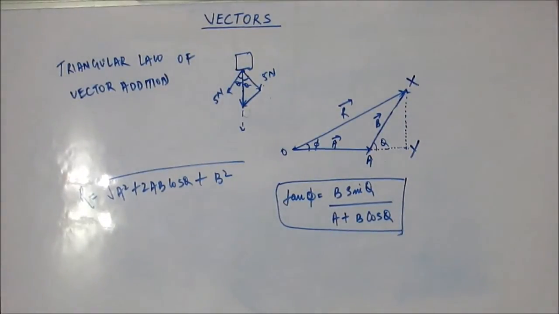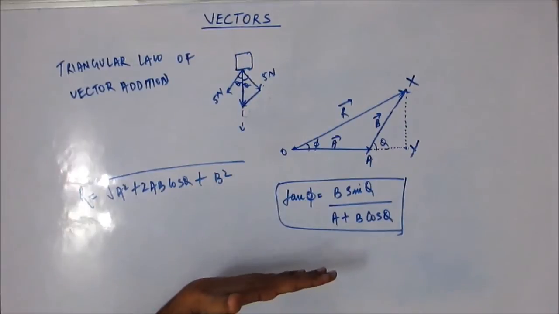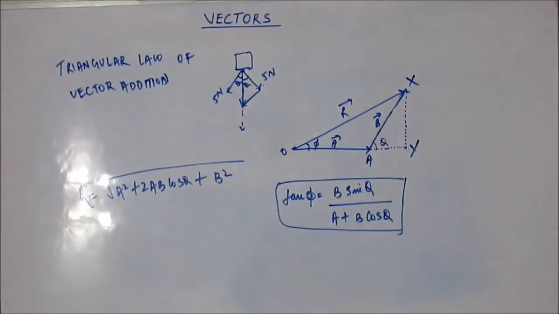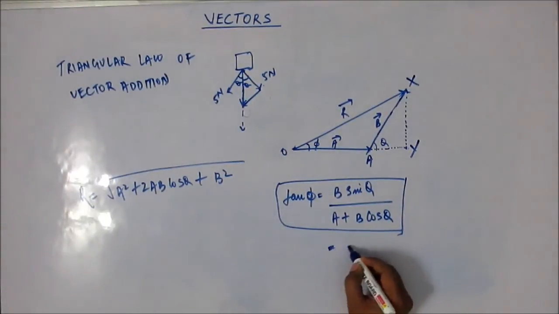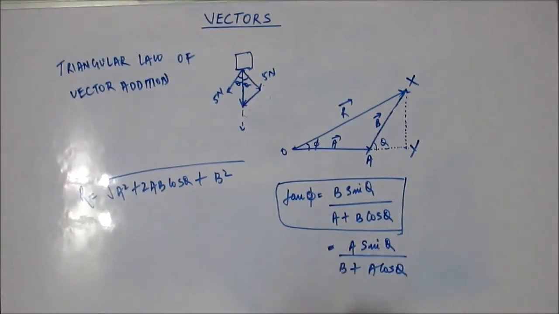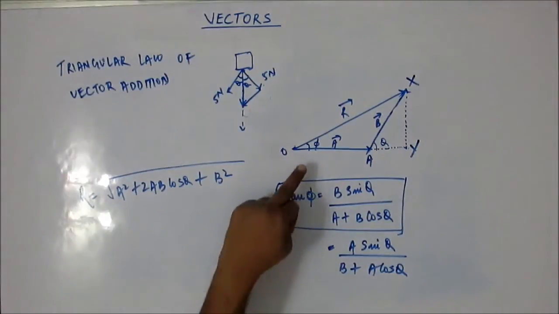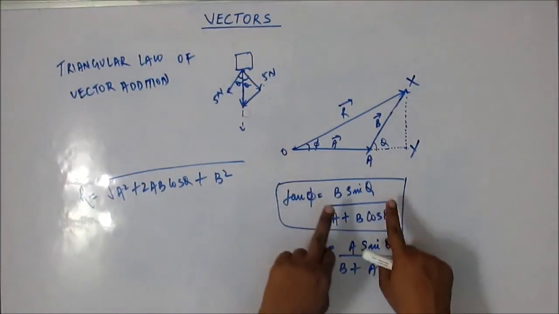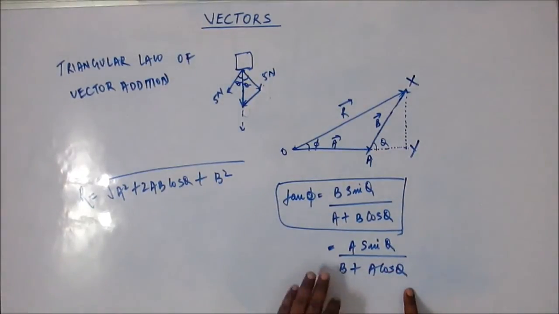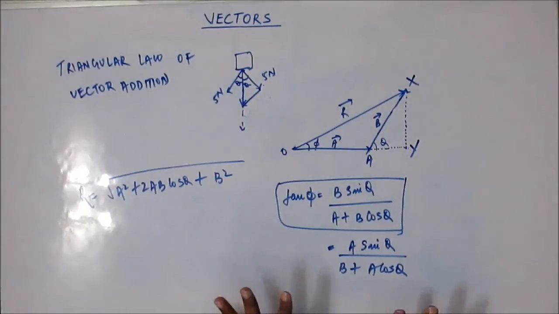Once we know phi, we know the direction of R vector, because we know the direction of A vector. We just have to add an angle phi to it and draw the resultant vector. So this helps to get the magnitude of the resultant vector, and this helps in getting the direction of the resultant vector. Now you have to use the formula properly. It is b sine theta upon a plus b cos theta. If we use it the other way around as a sine theta upon b plus a cos theta, then the angle phi that would come would be with respect to b vector. This angle phi is with respect to a vector, so you have the formula b sine theta upon a plus b cos theta. You have to just be careful on that.